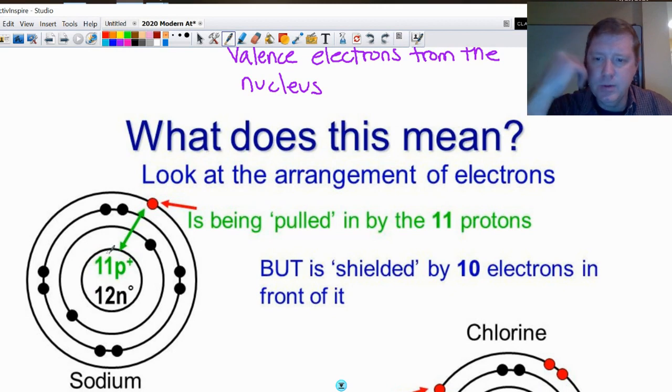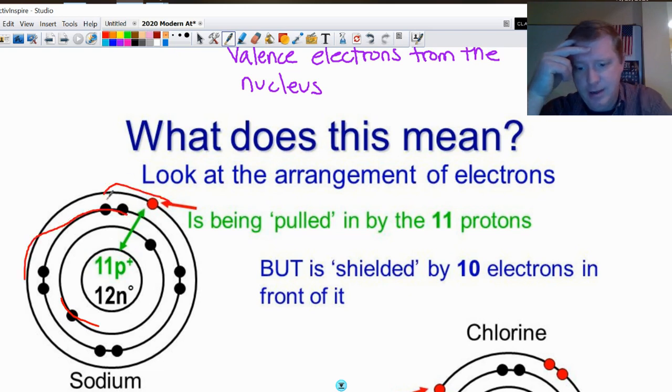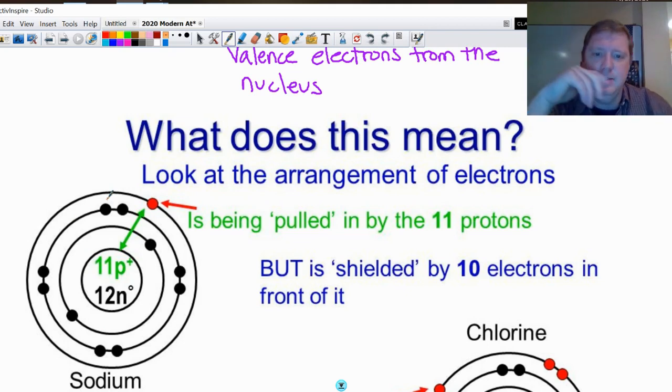We have the nucleus with 11 protons and 12 neutrons, and then we have a layer of electrons, and then we have another layer of electrons, and then we have the outside. You remember the outside is called the valence. And so the 10 electrons that are on the inside, 1, 2, 3, 4, 5, 6, 7, 8, 9, 10, are going to push the electrons that are on the outside. And so we're saying that those 10 on the inside, which are pushing, are shielding the nucleus from the outside. And the more layers of electrons, the more shielding.